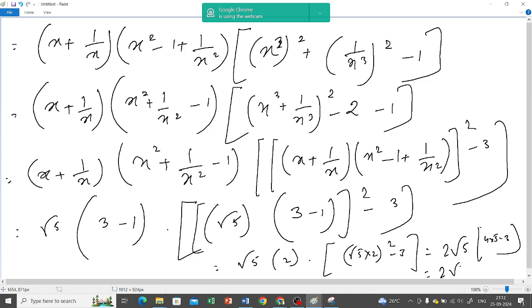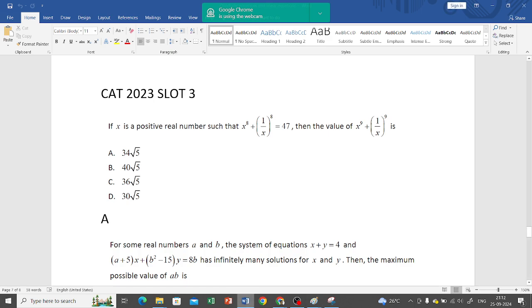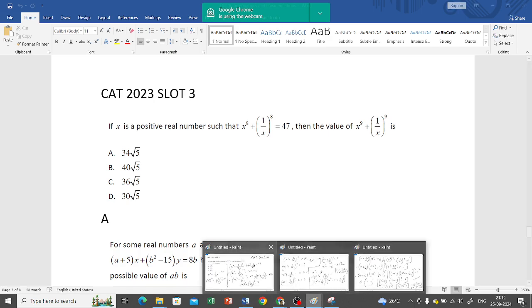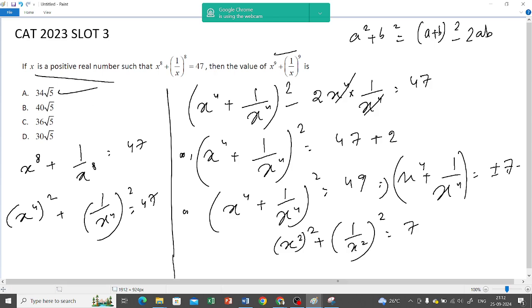Okay, so 2 root 5, 4 5 is 20, 20 minus 3 is 17. There is going to be 34 root 5. So this is the answer. See, this sum is purely based on expansions.